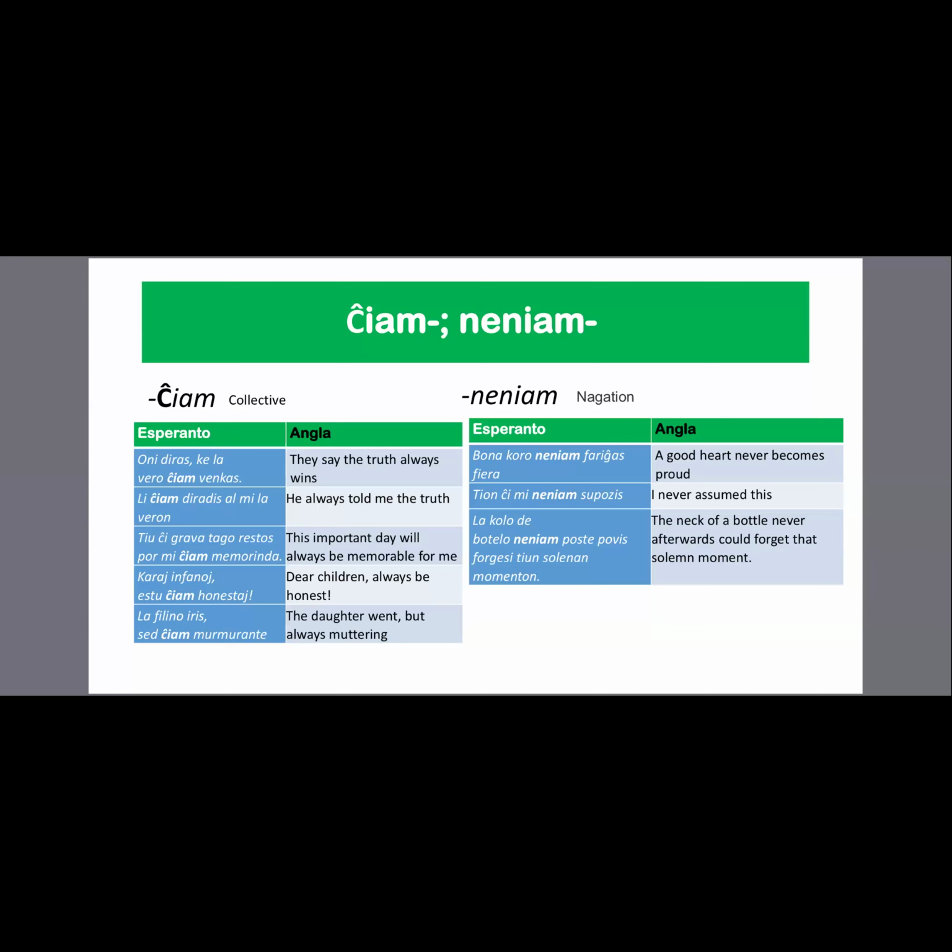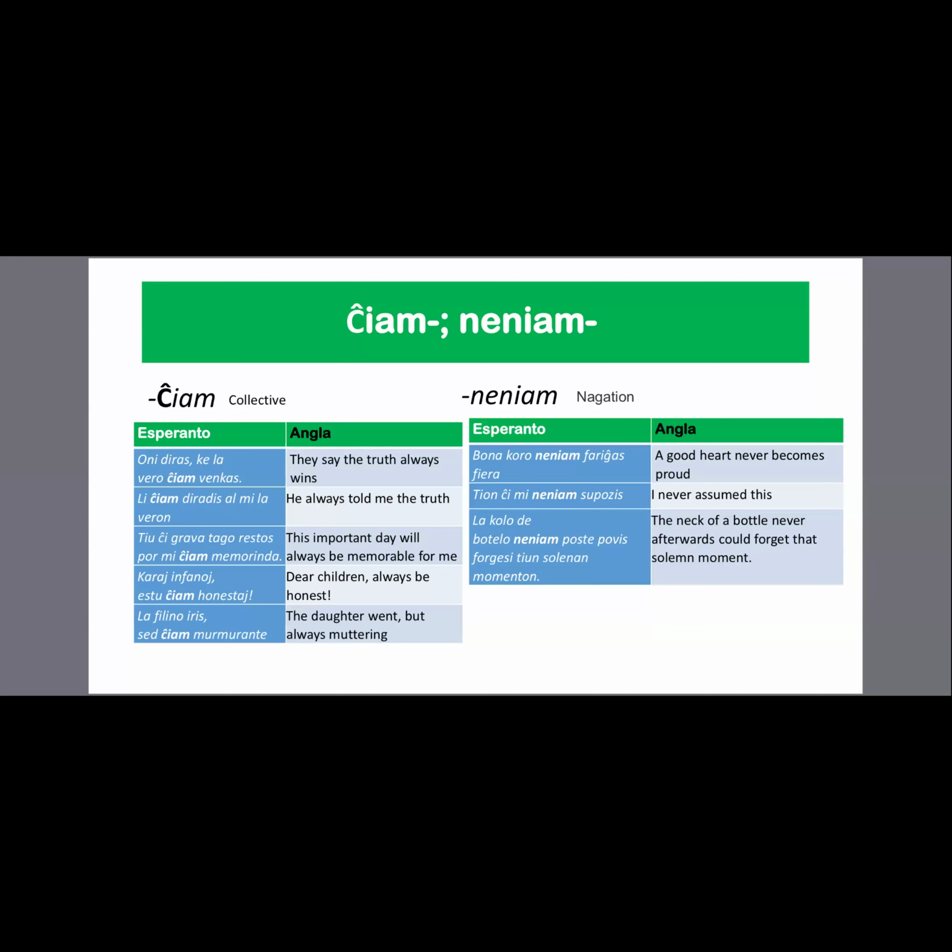Memory is to remind. But if something is memorable, it is memorinda. We'll see -ind, as fixed -inda, maybe in the future, how we can use it. Karaj infanoj, dear children. If I say karaj amikoj, dear friends. Karaj infanoj, estu ĉiam honestaj. Dear children, always be honest. La filino iris, sed ĉiam murmurante. The daughter went, but always muttering.